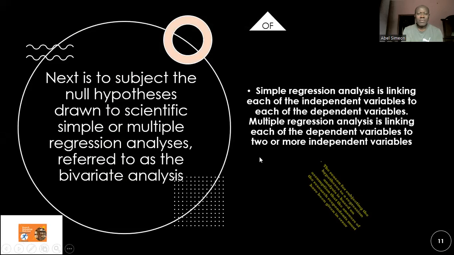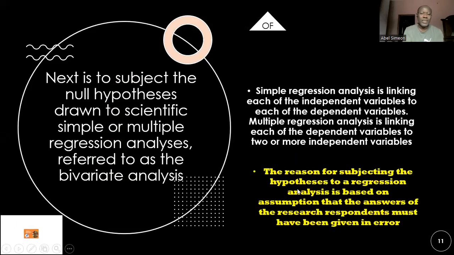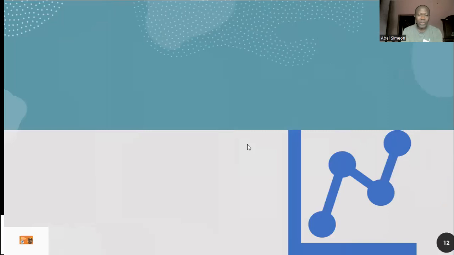Now, I've already given you the reason why we subject this hypothesis to regression analysis. Because we are not sure whether the answers of the respondents were given in error or not. Maybe they did not understand the questions. Maybe they were doing that in error. So you need to subject the conclusion of the univariate analysis to hypothesis testing through simple or multiple regression.